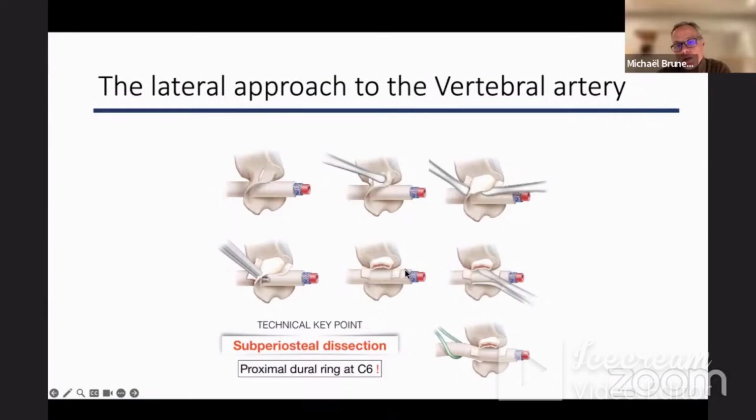This is the opening. And if you would like to mobilize and transpose the vertebral artery, then you have to put your spatula inside the transverse foramen and again elevate the periosteal layer, and then you will be perfectly clean for your surgical exposure of the vertebral artery. Just take care at the level of C6, the lower level where the periosteal sheath reaches the transverse foramen, you have a ring, and this ring is sometimes a level of more adherence.